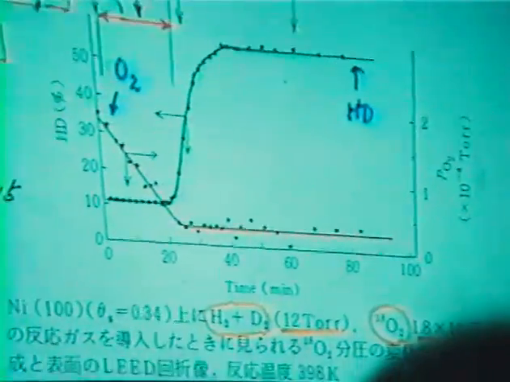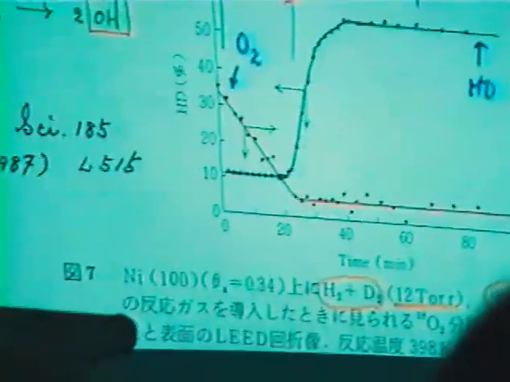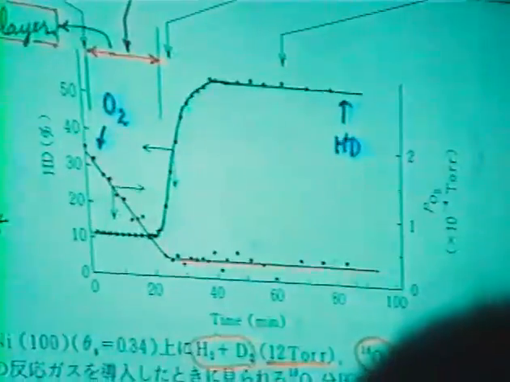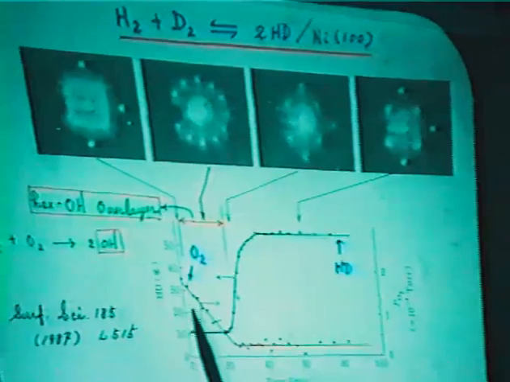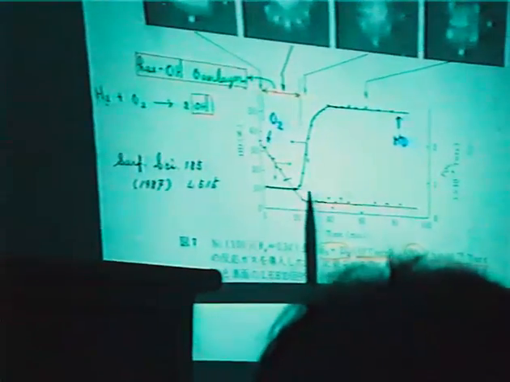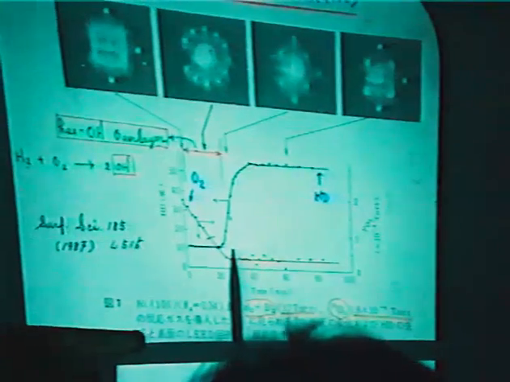Here shows the in-situ LEED pattern change, and here shows the gas phase oxygen partial pressure, which decreases with reaction time. When the gas phase oxygen is completely removed, the H2-D2 equilibration reaction suddenly starts. And during this period, we observed a very strange LEED pattern, a hexagonal LEED pattern.